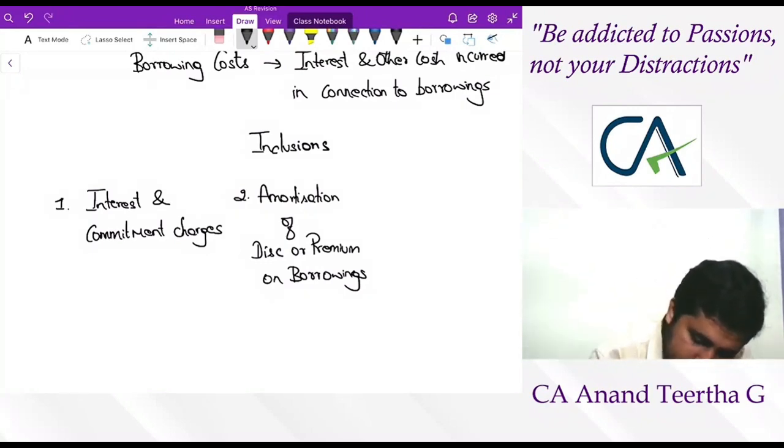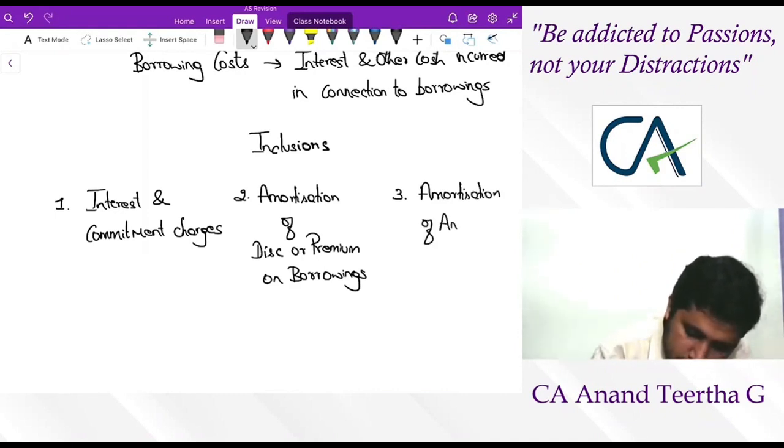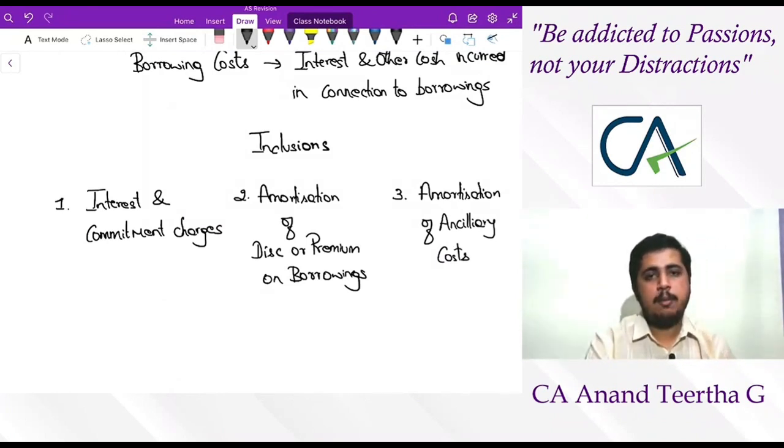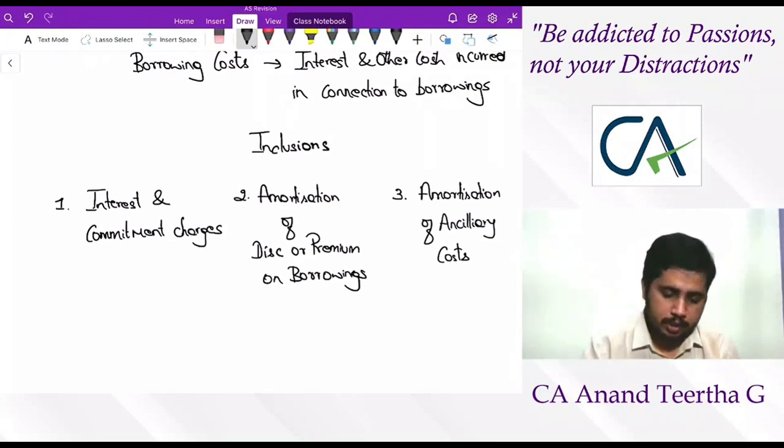Then third one, amortization of ancillary cost. Ancillary costs are costs in connection to borrowings. Say something like processing charges and all these things are ancillary costs to borrowings. So those costs, if incurred, will be amortized. That is also a part of borrowing cost.